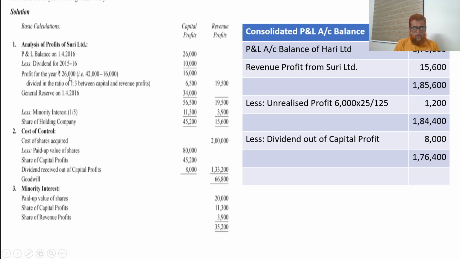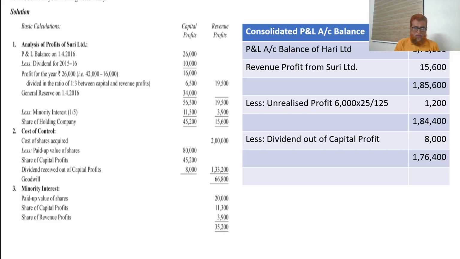Now this profit for the year is divided into pre-acquisition and post-acquisition. Pre-acquisition is 1, post-acquisition is 3. So 26,000 in the ratio 1:3. 26,000 into 1/4 is equal to 6,500, and 26,000 into 3/4 is equal to 19,500. 6,500 is pre-acquisition, and post-acquisition is 19,500. So pre-acquisition is capital profit, and post-acquisition, 19,500, is the revenue profit.